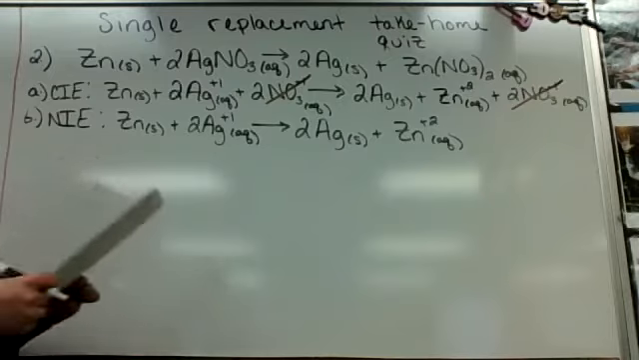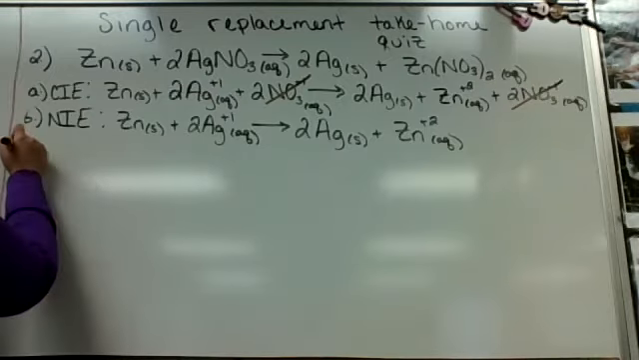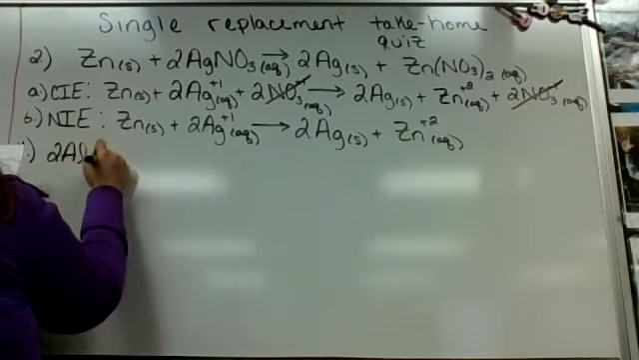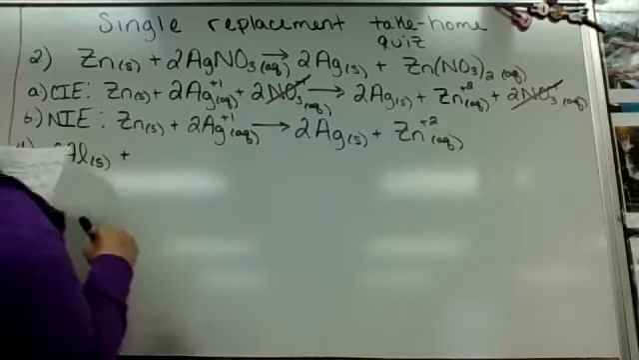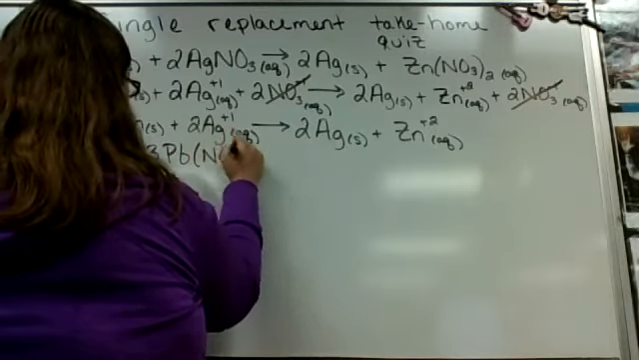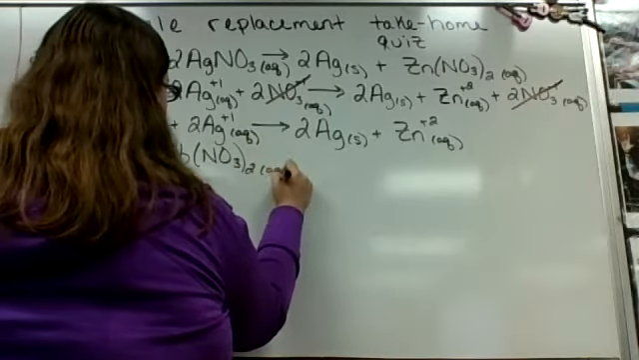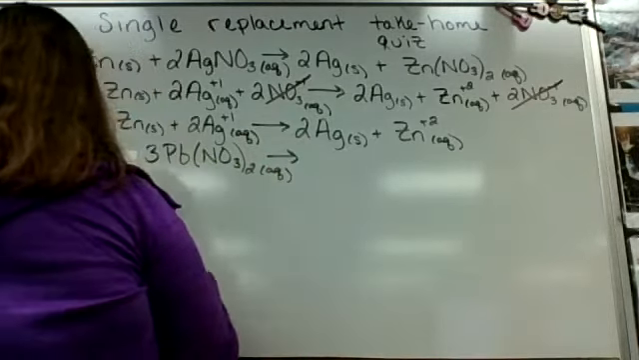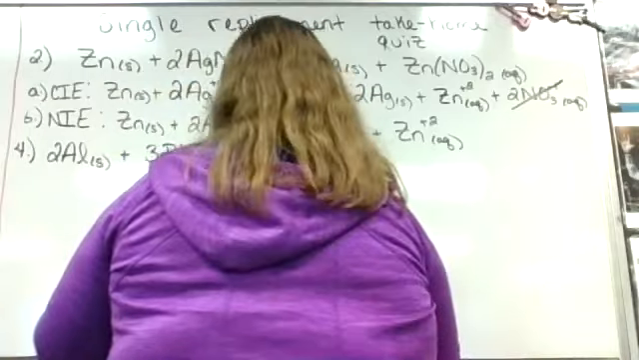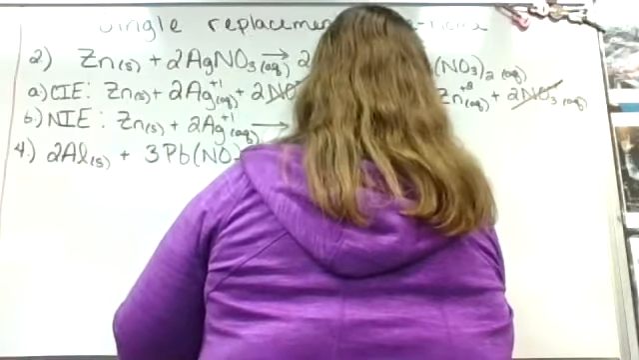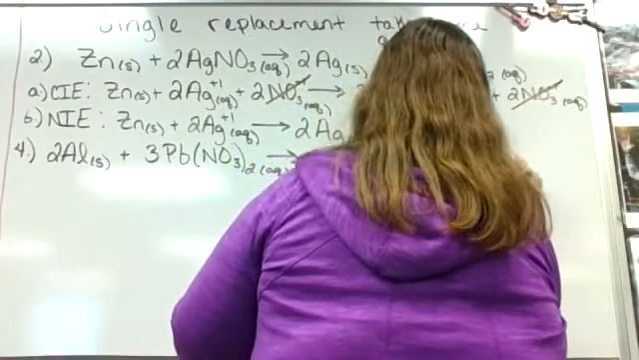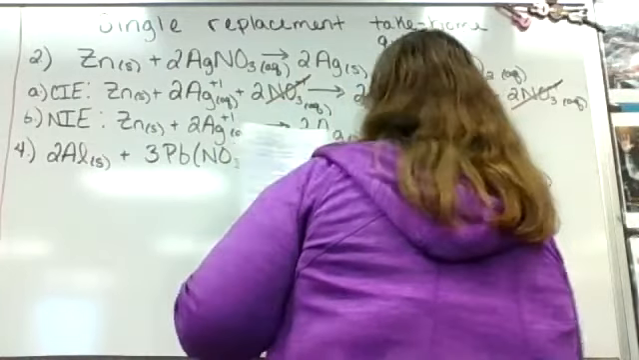Let's do 4. Two aluminum atom solid plus 3 lead 2 nitrates, aqueous, yields 3 lead atoms solid plus 2 aluminum nitrate. Aqueous. All right.